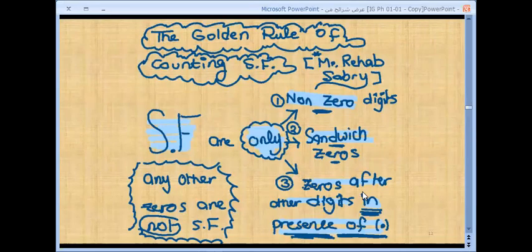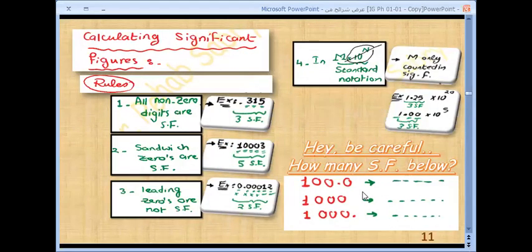Who says 3? Mohannad, Ihab. Are you asking about what, Mohannad? Which case? This or this?